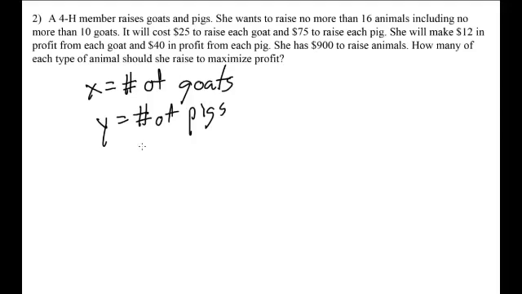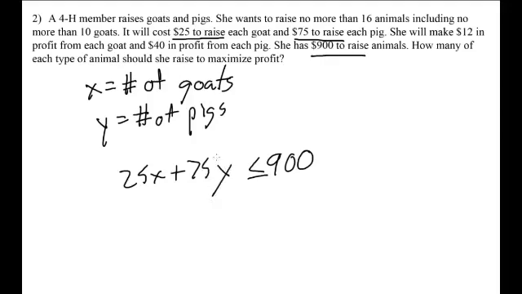All right, so the first thing we want to think about are our totals. The first thing we see is that she has $900 to raise animals. So that is the most she can use to raise animals. So that's going to be less than or equal to, because she can spend less than 900, but not more than. And that's the price to raise animals, so we want other numbers that talk about raising animals. So $25 to raise a goat, $75 to raise a pig. So that's 25x plus 75y. So again, $25 to raise a goat, $75 to raise a pig, $900 to raise animals altogether. We always want to make sure the units are the same throughout the entire equation or inequality.